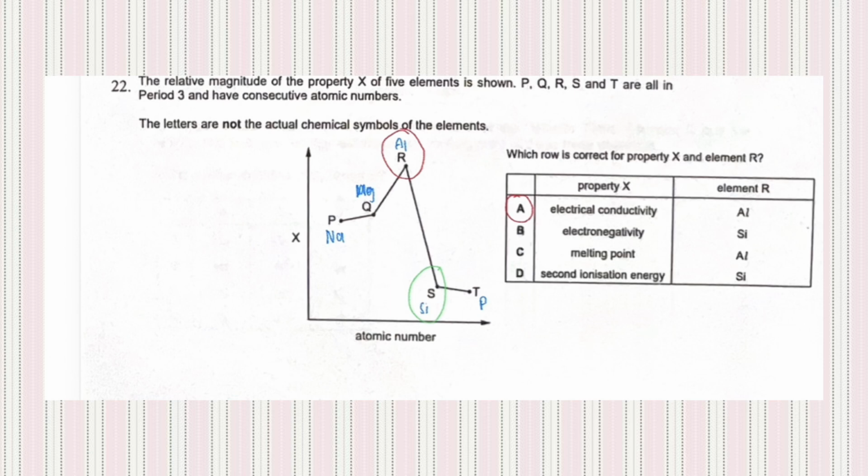So the right answer is A. Property X stands for electrical conductivity, and element R stands for aluminium.